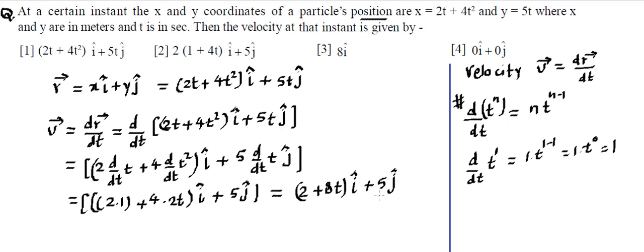We can check if there is any option of such type available. Then if you check, you will find your answer, or you can simplify like this. You can take this 2 outside, then you will find 1 plus 4t I cap plus 5 j cap, in meter per second because SI unit is being used. So meter per second, this will become our appropriate answer. So if you look at the first option, it's not matching properly. Second option is matching properly. Neither third nor fourth. Right.